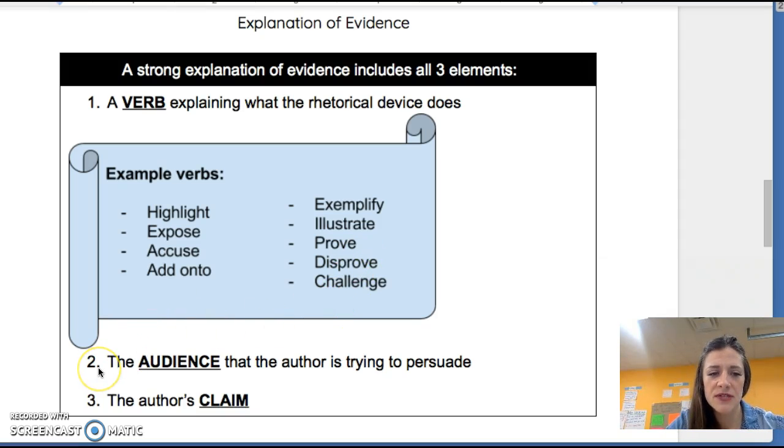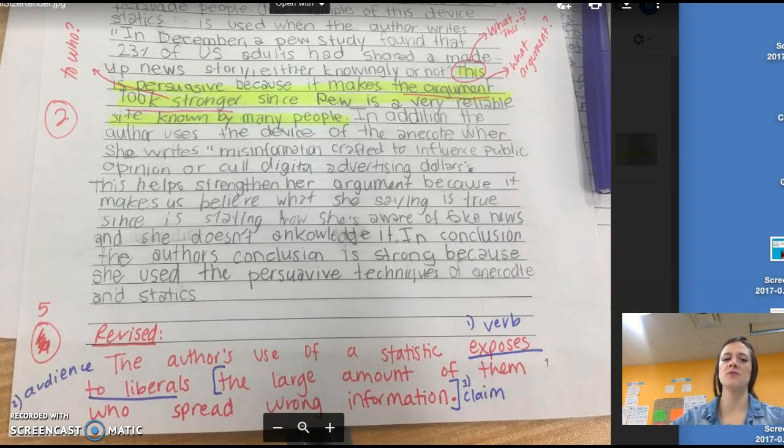The second thing you need to do is mention the specific audience that the author is trying to persuade. Who are they trying to persuade? Is it, again, teenagers, old people, young people, a political party? And finally, you need to restate the author's claim. These are the 3 things you need to do to earn a 5 for explanation of evidence. Okay, so let's go back to this person's 2-level explanation of evidence. Remember, they were missing a verb, the audience, and the claim or argument.